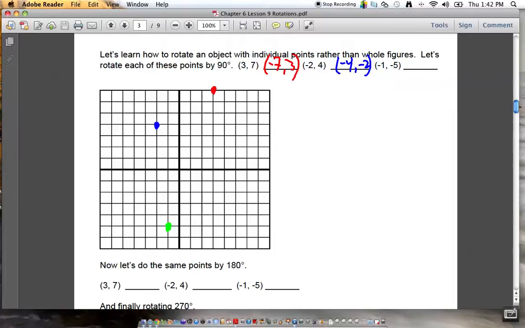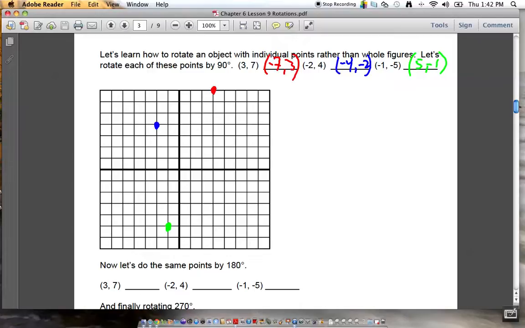Turn your paper 90 degrees again. What do you come up with? Positive 5, I think negative 1. Isn't that point below the axis? Right? Here we go. I'm going to turn it 90 degrees. Here's the point. Negative 1, negative 5, turn 90 degrees. I get positive 5, negative 1. So positive 5, negative 1 is the correct answer.